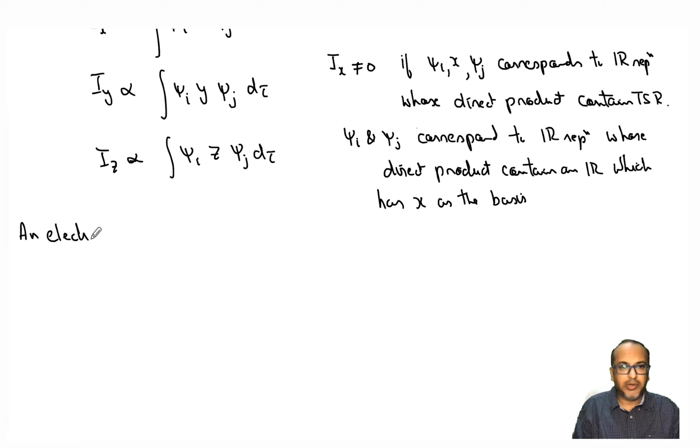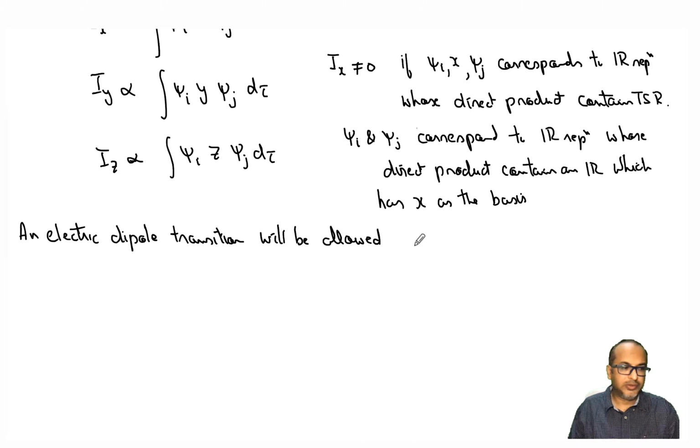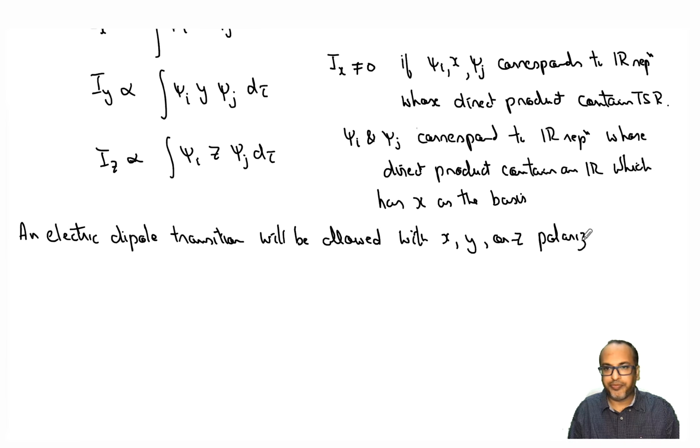An electric dipole transition will be allowed with X, Y, or Z polarization. So why X, Y, or Z polarization? Because this is the polarity of the radiation which is applied, right?